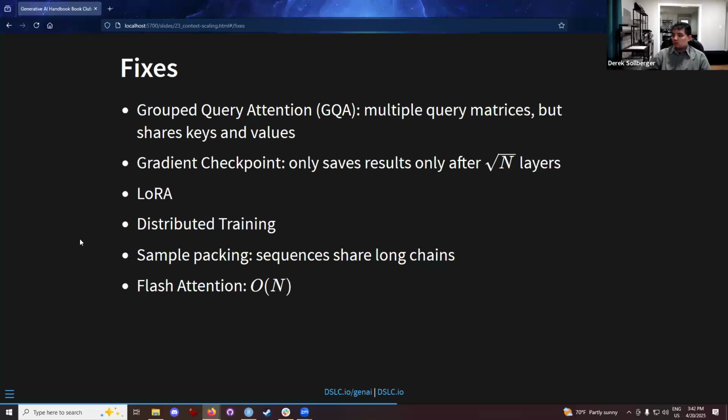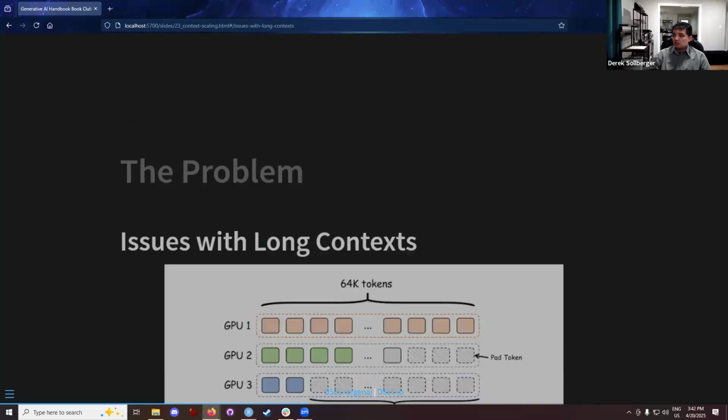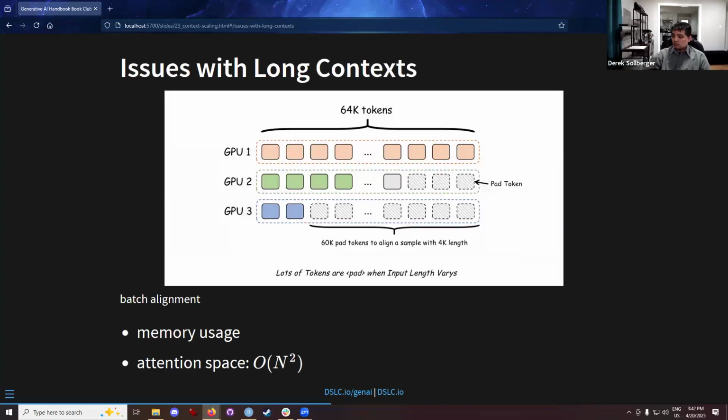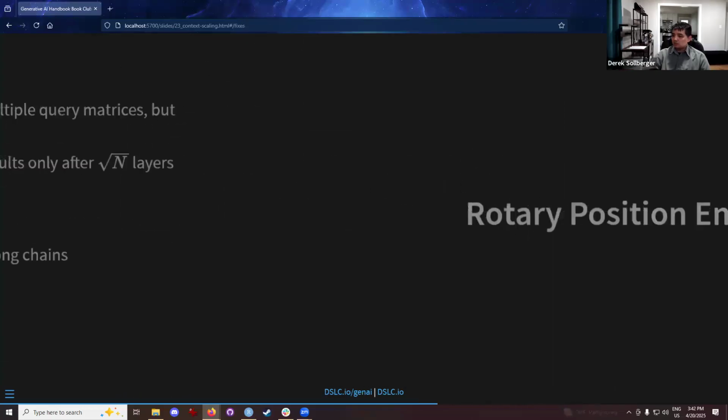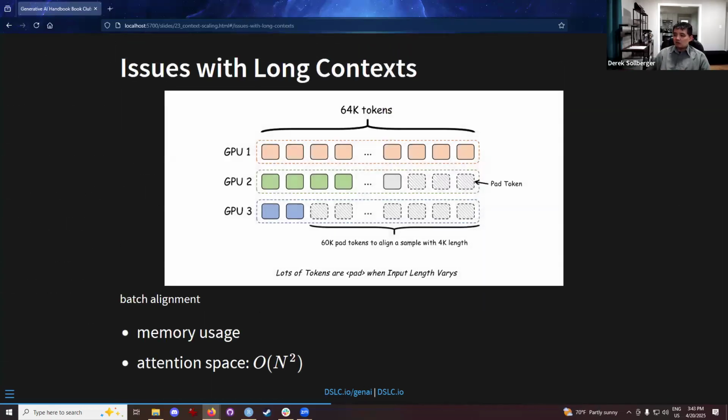Sample packing: if you have a lot of space because of the padding of the tokens, you might be able to put multiple sentences within each of the input data loaders, and that will save space as well, rather than just wasting space on padding.